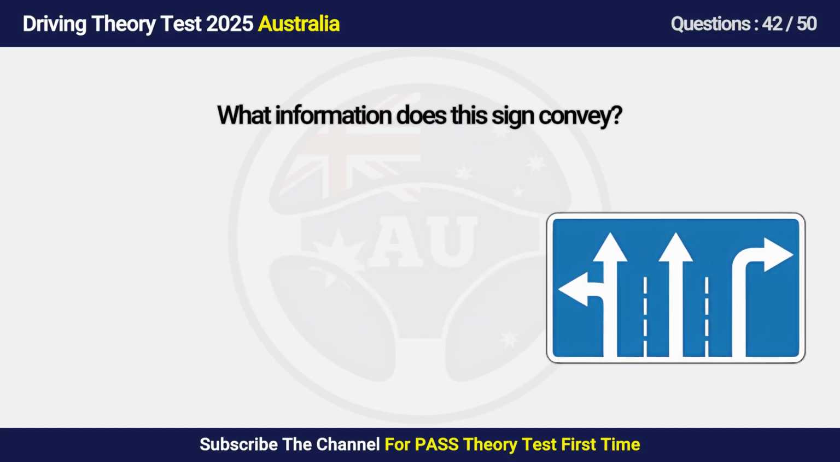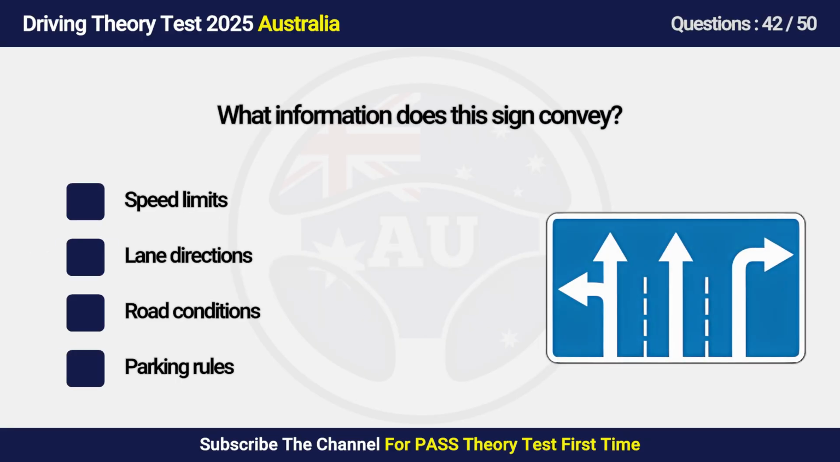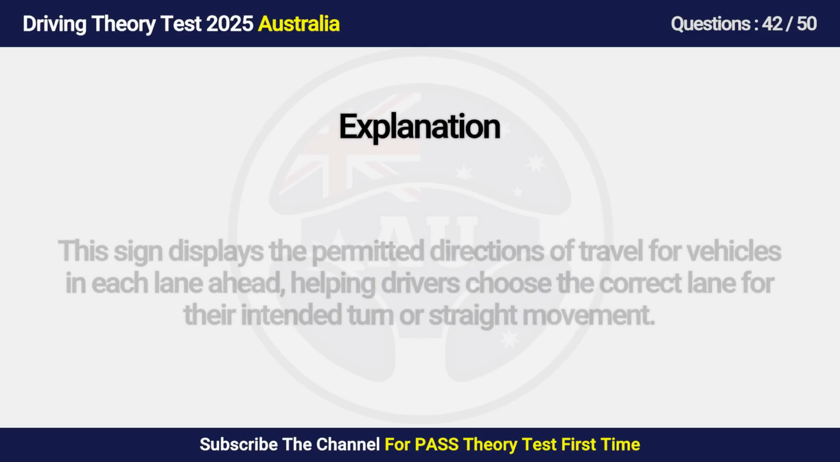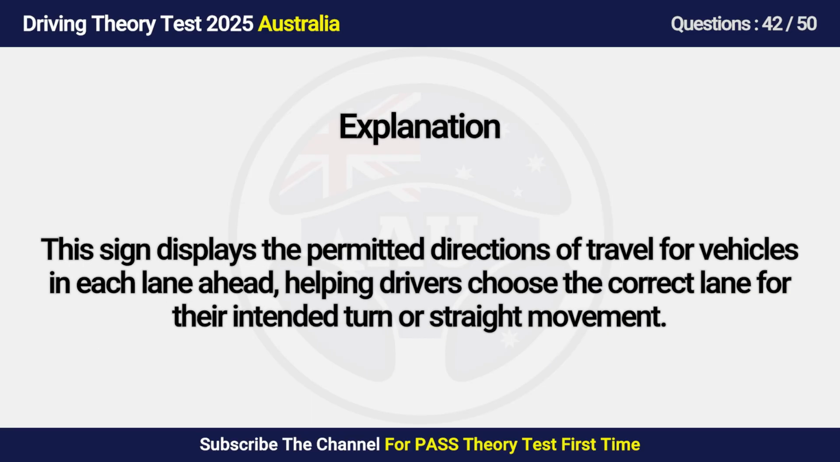Question 42. What information does this sign convey? A. Speed limits. B. Lane directions. C. Road conditions. D. Parking rules. Answer is B. Lane directions. This sign displays the permitted directions of travel for vehicles in each lane ahead, helping drivers choose the correct lane for their intended turn or straight movement.